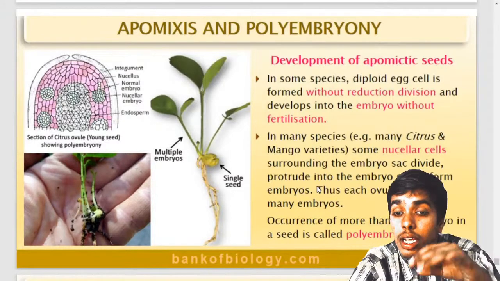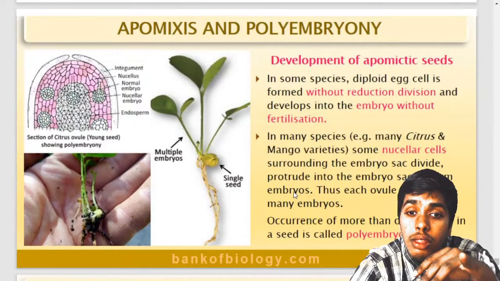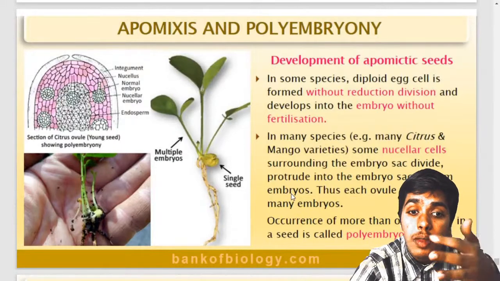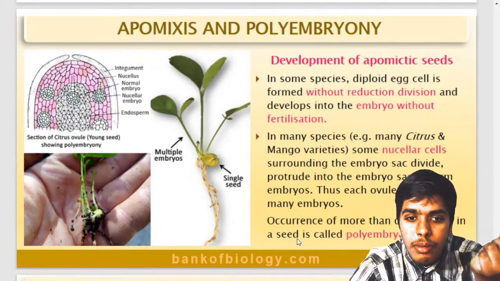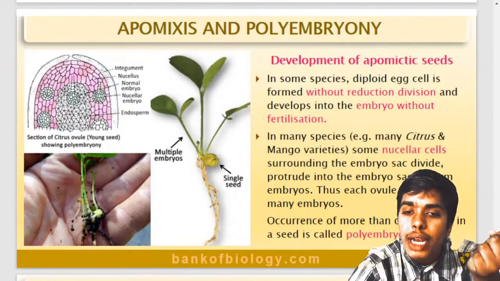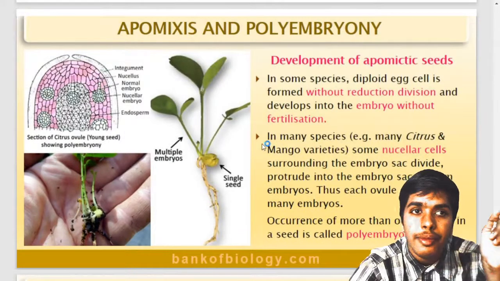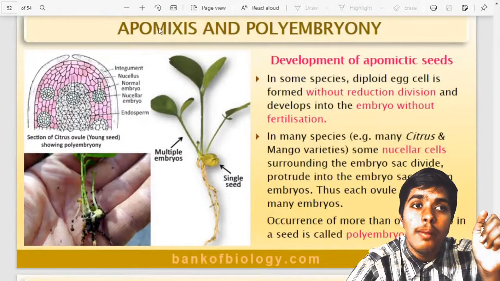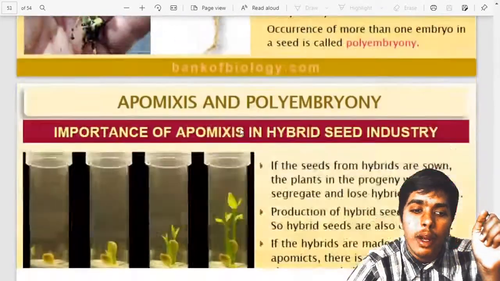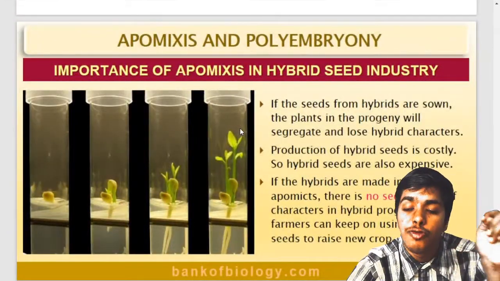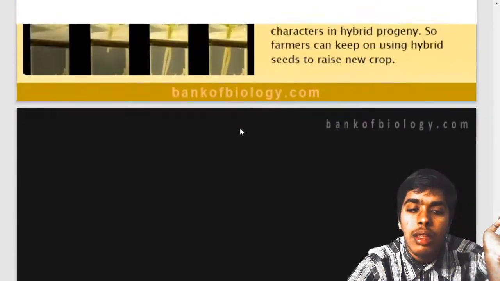Each ovule has how many embryos? Many. Occurrence of more than one embryo in a seed is called polyembryony. So, we have completed apomixis and polyembryony. Now, we are seeing the importance.